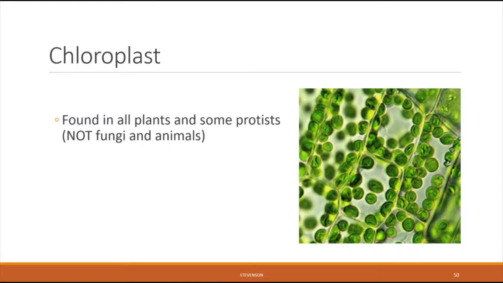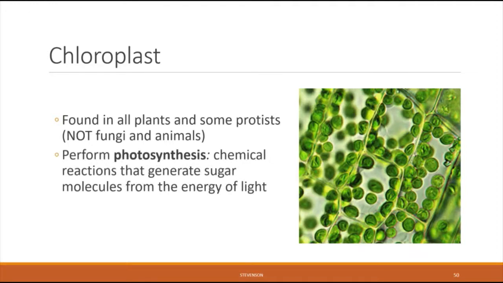Next we have chloroplasts. Chloroplasts are another one of those organelles that's only found in certain types of eukaryotic cells. They're found in all plants and some protists, but they are not in fungal or animal cells. Chloroplasts have a very important role in the metabolism or energy processing of the organisms that possess them because they perform a process called photosynthesis. Photosynthesis is a chemical reaction that generates sugar molecules using the energy of light. This is how plants obtain energy.